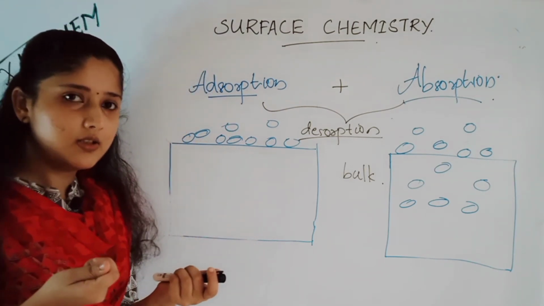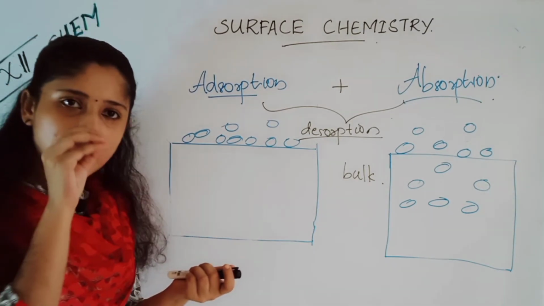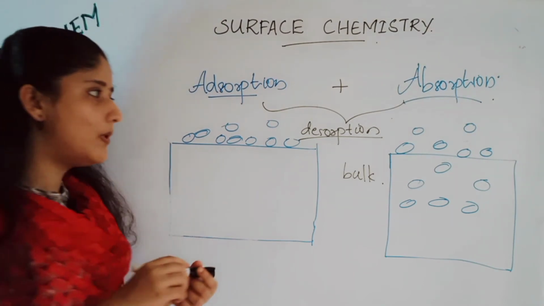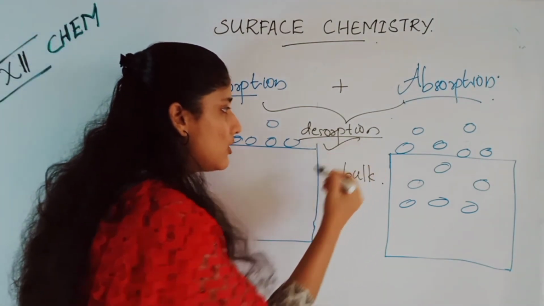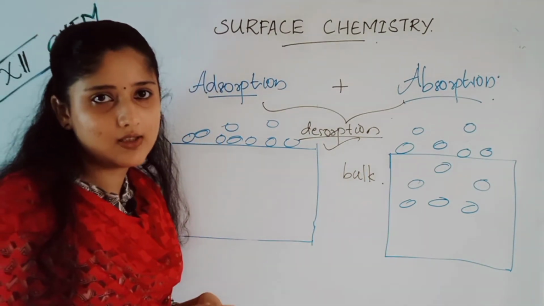But as time goes longer, what happens? It will get absorbed into the inner layers of the chalk also. So, chalk dipped in ink is an example of the sorption process, where both adsorption and absorption take place.